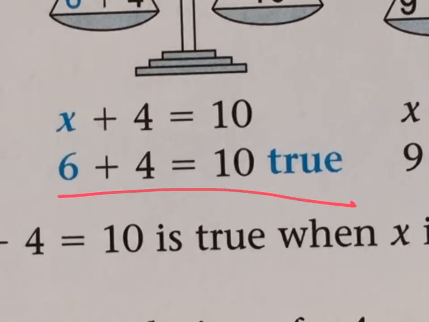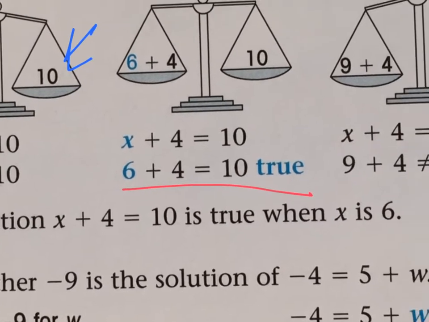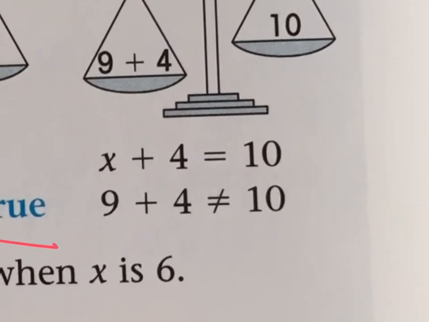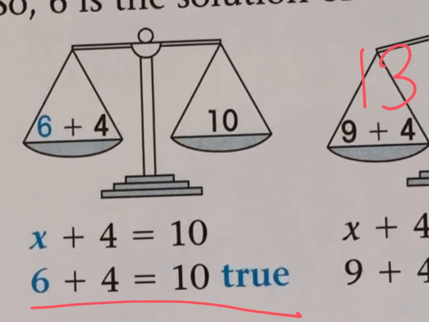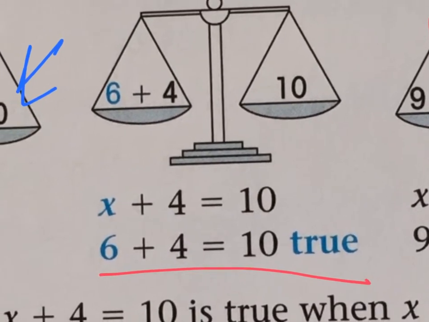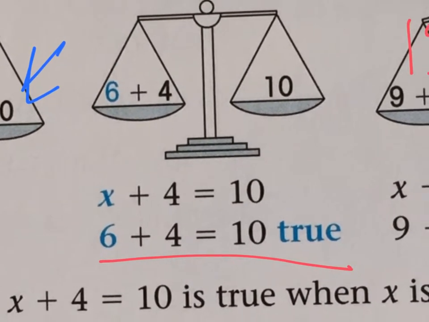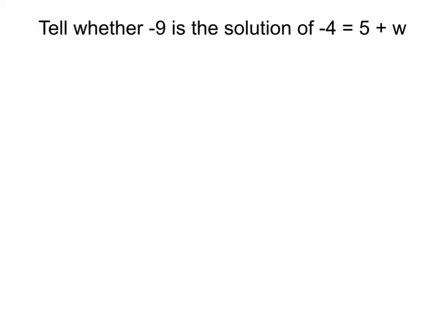This is true. Let's pretend that instead of 6, we're going to substitute a little bit more. If we substitute 9 in, we know that 9 plus 4 is 13, and 13 is heavier than 10 in this case. They're not equal. So this is false. 9 plus 4 is not the solution. We know, however, of course, that 6 is, and that's what we're going to be looking for. We're going to be looking for a number that makes both sides equal.